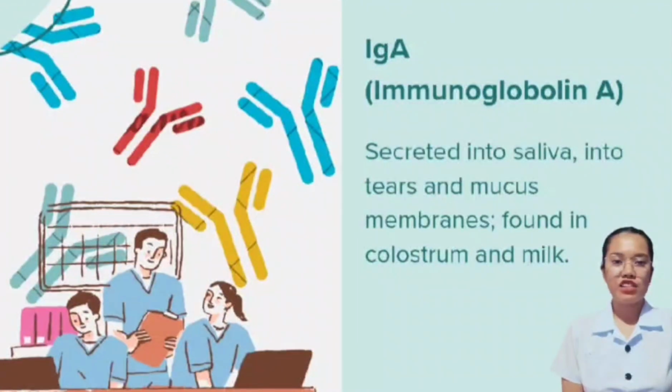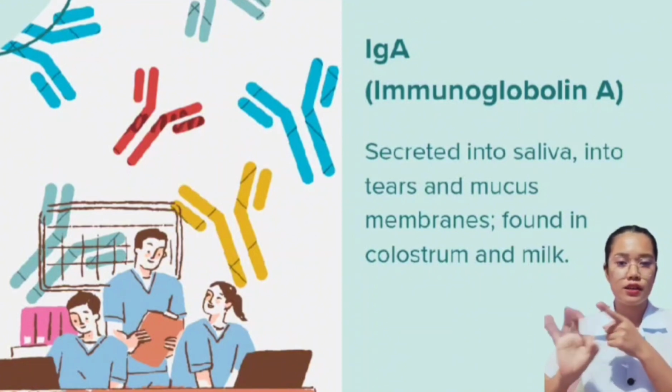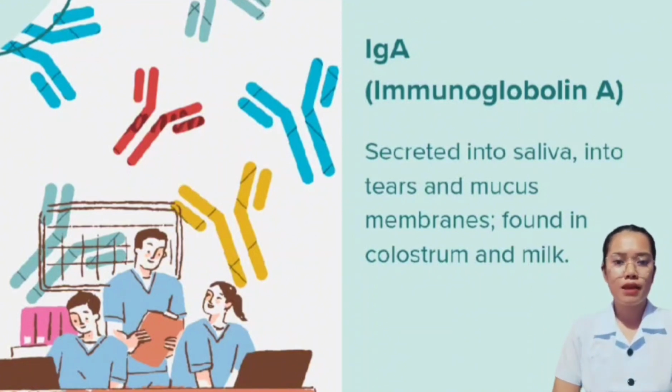Next, we have IgA or immunoglobulin A. It is an antibody blood protein that's part of your immune system. IgA is found in mucous membranes, especially in the respiratory and digestive tracts. It is also found in saliva, tears, and breast milk. Your body makes IgA and other types of antibodies to help fight off sickness.